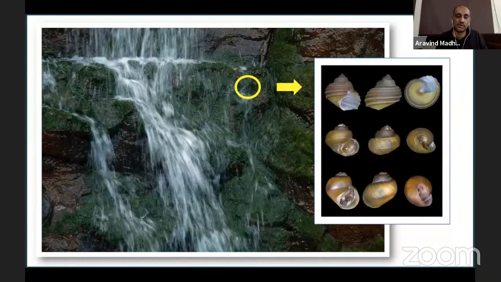And this is where the species is found. If it's a waterfall, there's a spray zone, and in those spray zones, these shells will be attached. They are very, very minute.